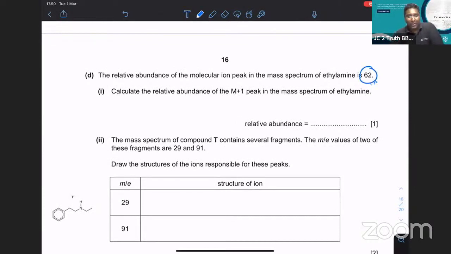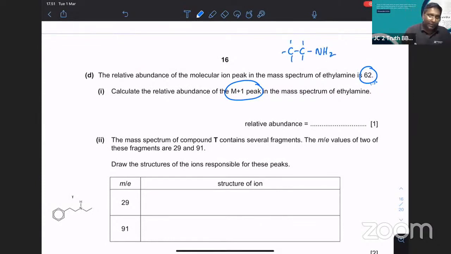Now, you want to actually calculate the relative abundance of M plus 1. So M plus 1, this one we have learned, to calculate, you need the number of carbon in the compound. So if you have ethyl amine, this is ethyl amine. And we know the number of carbon is 2.